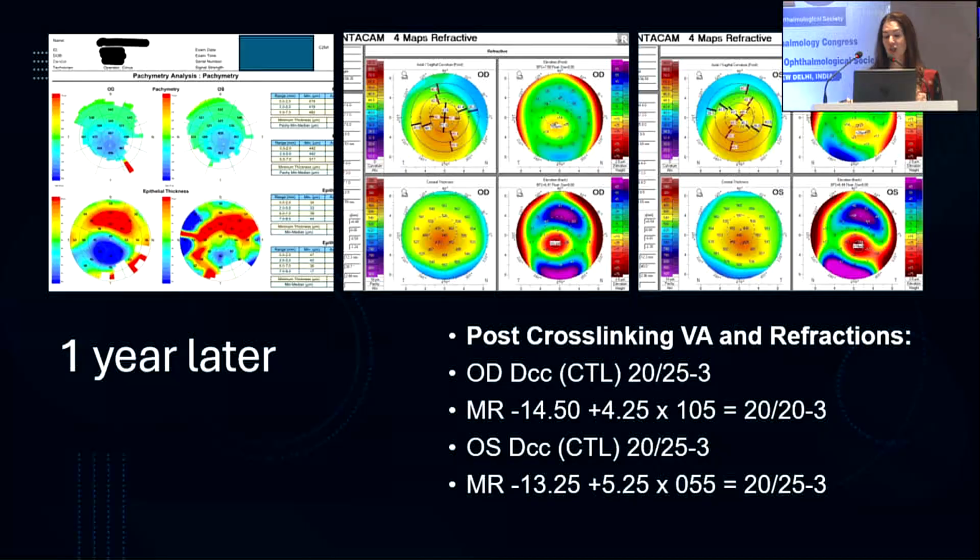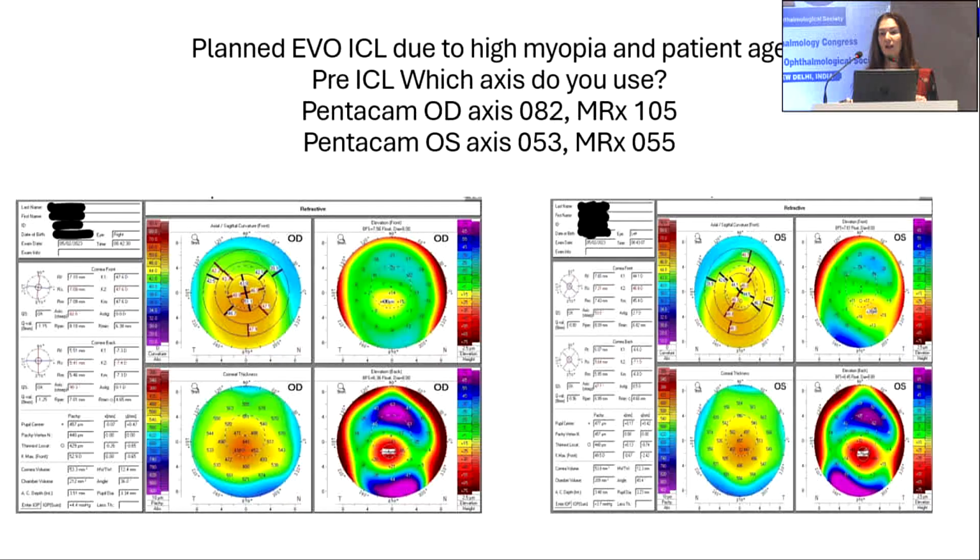And here we can see that 1 year after cross-linking, the patient, in fact, had a decrease in both myopia and astigmatism. This was just for cross-linking, and an increase in best-corrected vision. Following this wasn't enough. I mean, we knew we were going to do cross-linking to help stabilize the cornea, and then chose to plan an EVO ICL.